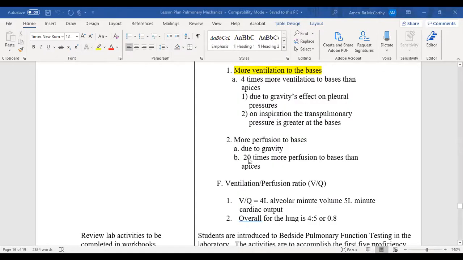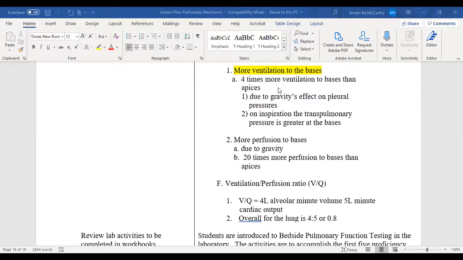Now, let's look at perfusion. There's also more perfusion to the bases, right? There's also more blood flow to the bases, and this is mainly due to what? Gravity, because blood is a liquid, so if you're sitting upright, it's going to drain down to the bottom just because of gravity. So that's the main reason. And how much more perfusion is at the base than at the top? 20 times. There's 20 times more perfusion to the bases than at the top of the lungs, which is the apices. Okay, so make sure you know that because those will be questions.